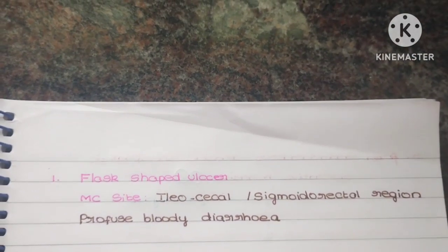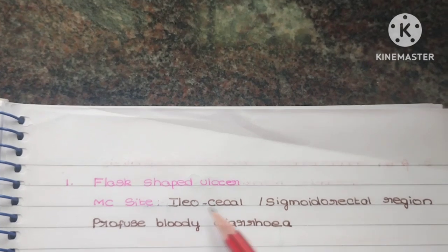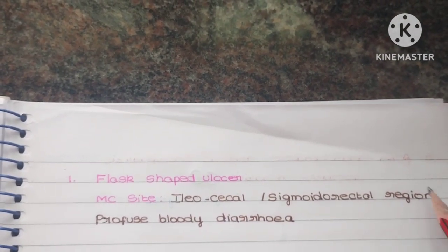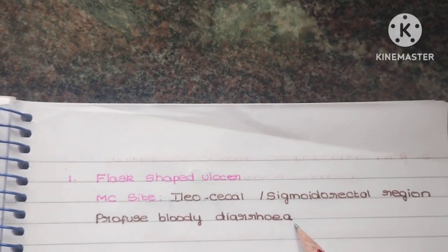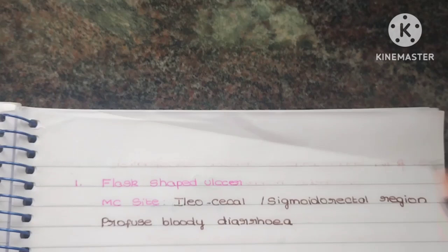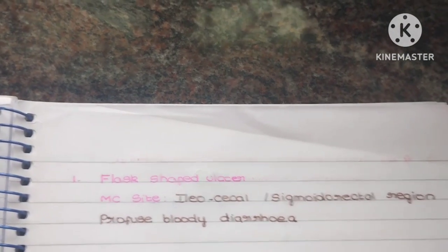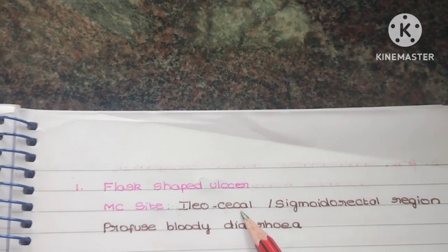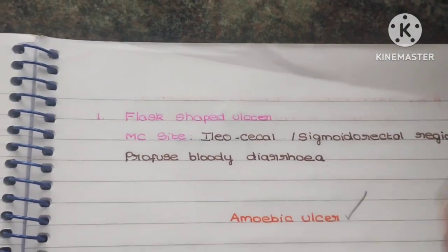So first, it is a flask-shaped ulcer, and if you come across this, that ulcer is most common in the ileocecal and sigmoidal region, and the patient presents with profuse bloody diarrhea and abdominal pain. It will be the same GI symptoms, but the specific point here is the flask-shaped ulcer and the most common site. The probable diagnosis is amoebiasis, that is amoebic ulcer.